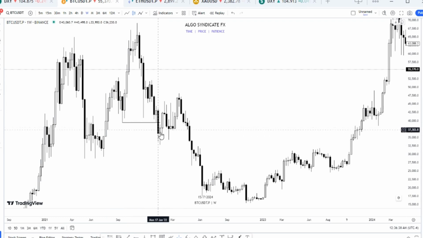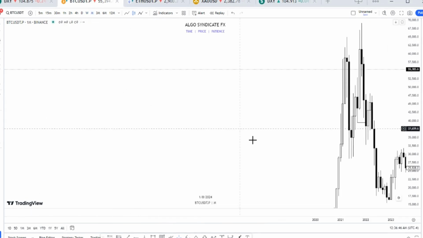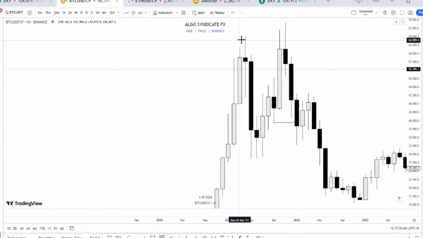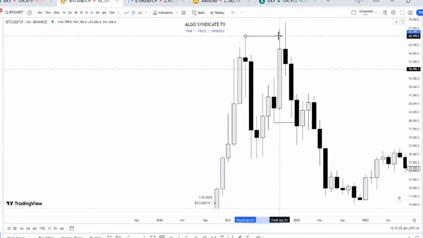This was one, second, and third. Just the way we had it in the first one in the time frame. Above the range high, above the range high.